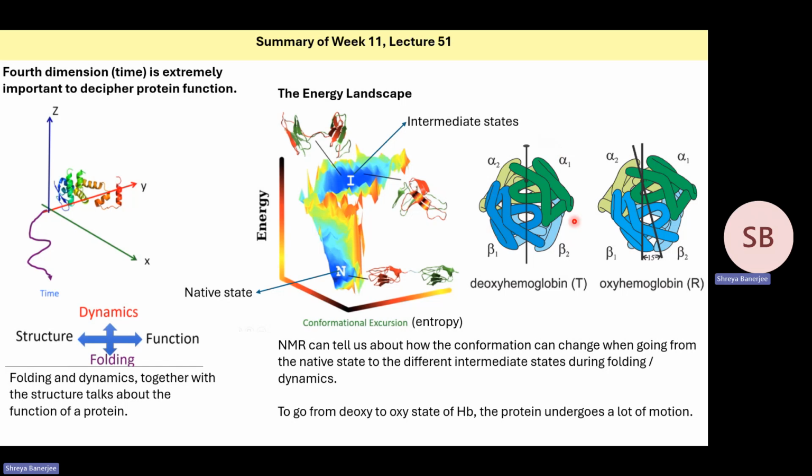So if somehow the structure was fixed in the deoxyhemoglobin conformation, then it would not have been able to change its shape, and so it would not have been able to bind the oxygen. So the very function of the protein would have been lost if it lost its dynamics.